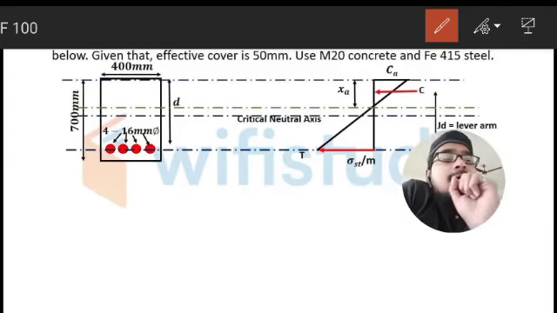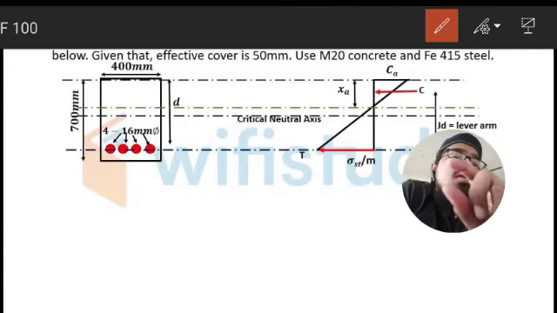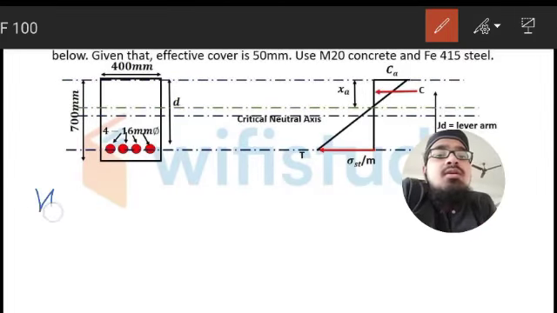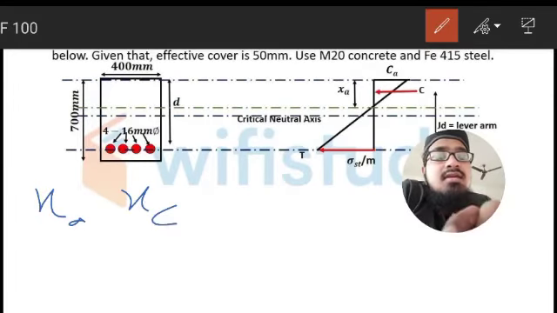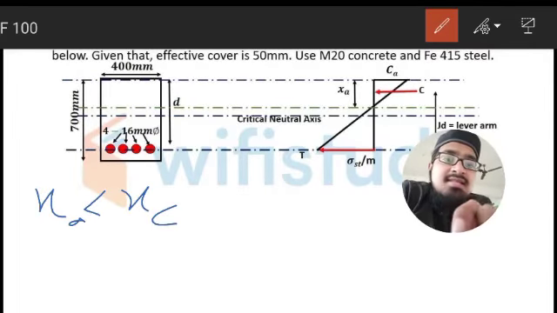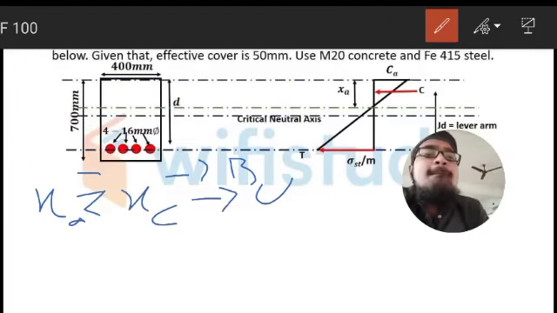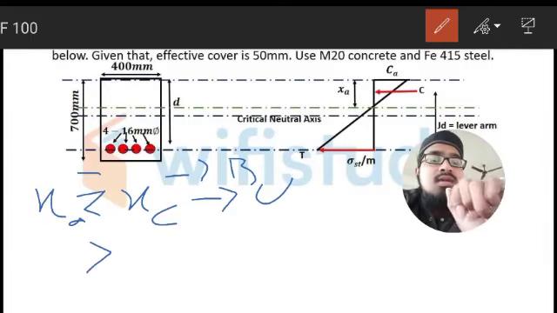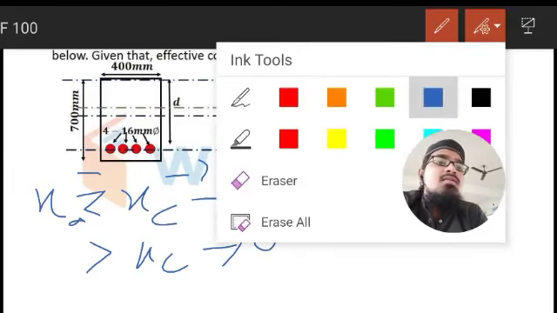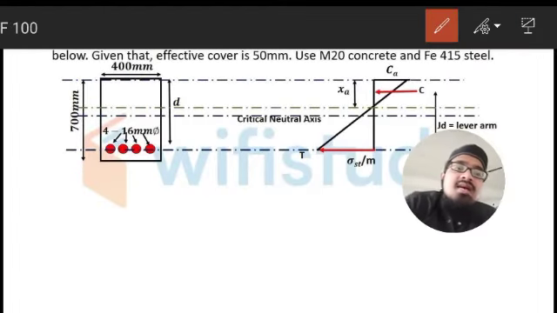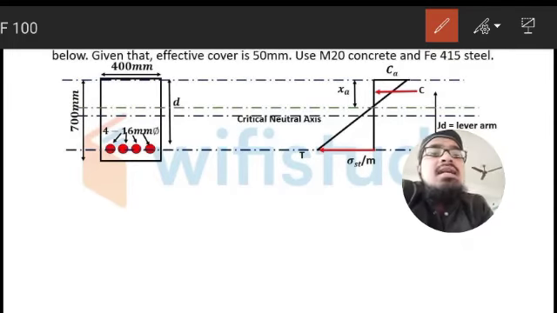So how can you find whether the section is under reinforced, over reinforced or balanced? Using the two terms XA and XC. If XA is less than XC, then it is under reinforced. If it is equal, then it is a balanced section, and if it is greater than XC, then it is over reinforced. So we all know how the section becomes under reinforced, balanced and over reinforced. First of all, let us find the effective depth, because this is a very important formula.